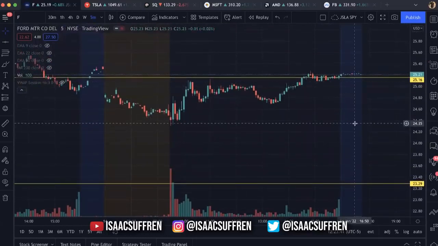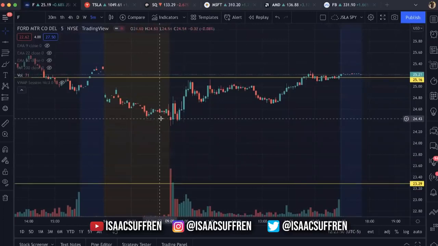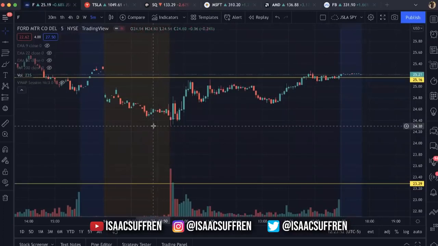As you can see, my daily levels are still on this chart. I always want to have my daily levels on the chart. I need to see those at all times, especially when I'm day trading. Now, what's next? What do I do next? So now I'm on the 5-minute chart. That's the time frame I use for day trading at all times.